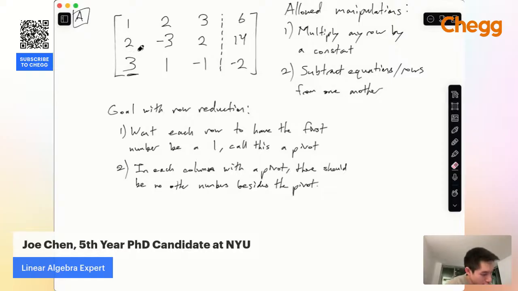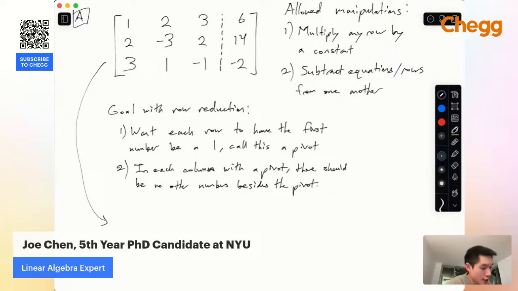Okay, so let's do that. So the first step, I'm going to take the second row and I'm going to subtract the first row twice. So row 2 minus twice row 1. And what do we get? Well, the third row is going to stay the same. So let me quickly write that down. And the first row is also going to stay the same. And so now in the second row, I'm going to subtract the first row twice each time.